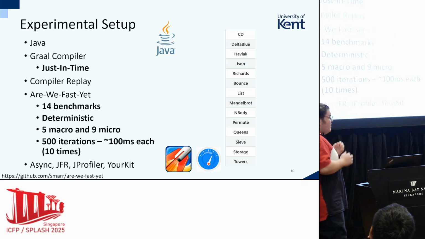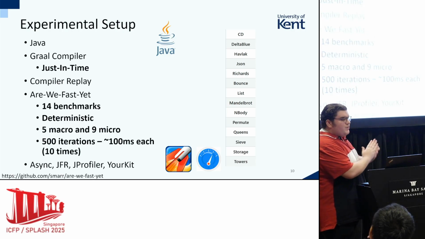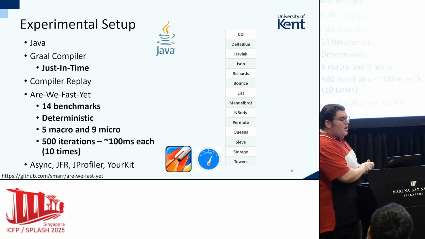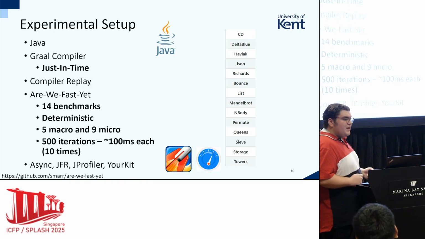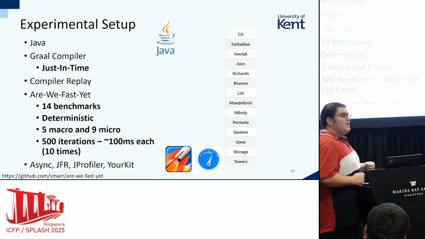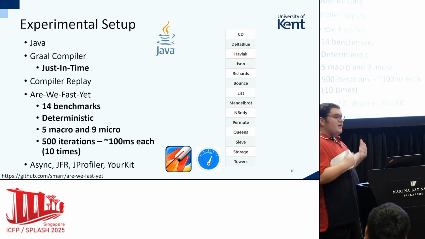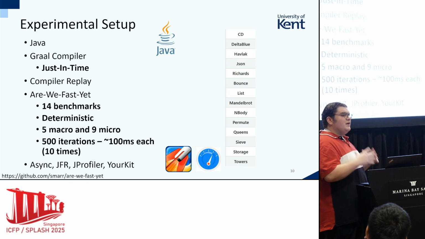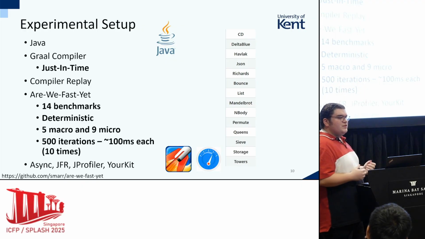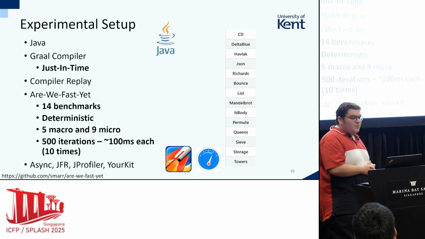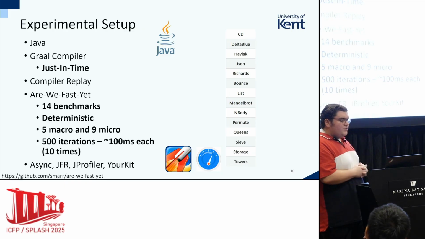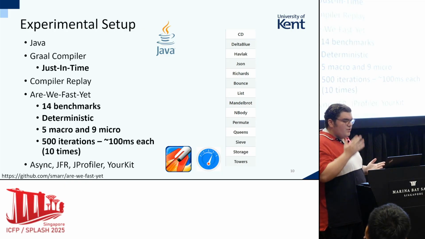Our experimental setup: we're using Java, we're using the Graal compiler, which is a just-in-time compiler. Specifically, we're making use of compiler replay. This is a feature it has where for a given execution, you can get it to log what compiler decisions were made, and then you can refeed that into it for the next execution. This should give us some level of stability in compiler decisions and should make our results a little bit more stable. We're using the 14 benchmarks from the Are We Fast Yet suite: deterministic, 5 macro, 9 micro.